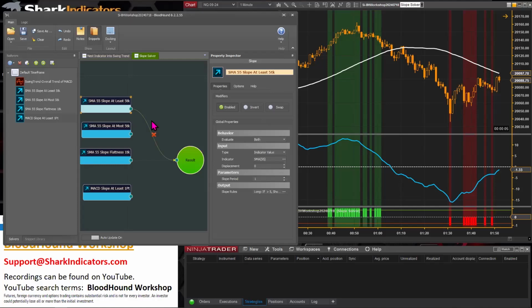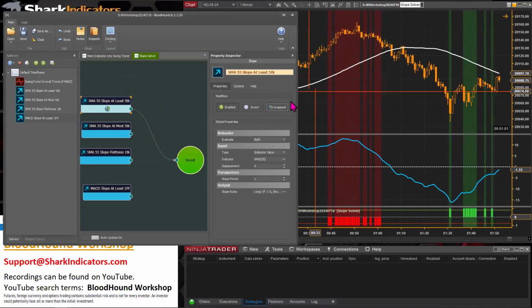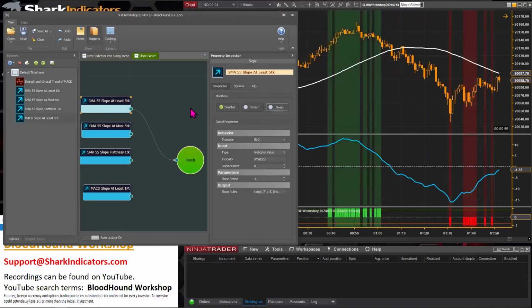So again, to reiterate, the swap button is good for just a quick look, but if you want something more permanent, you should go into the rules window and reverse things to make it more permanent. So, let's see what else is there. All right, just one more quick thing here.